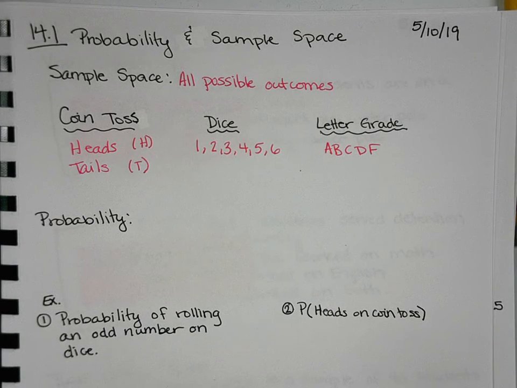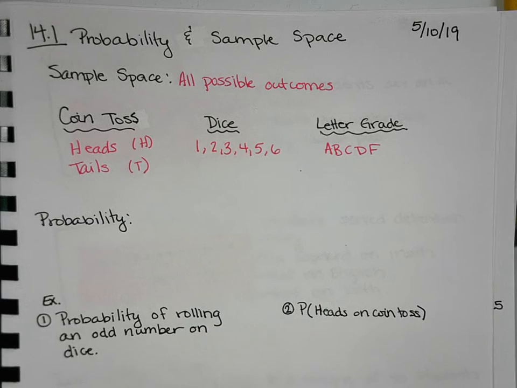So again, these are all pretty simple events. It's talking about one object. We're going to work our way to more than one object as we go through this unit. But the sample space is just what can come out of your event happening. And the event is the actual rolling of the dice or the flipping of the coin.